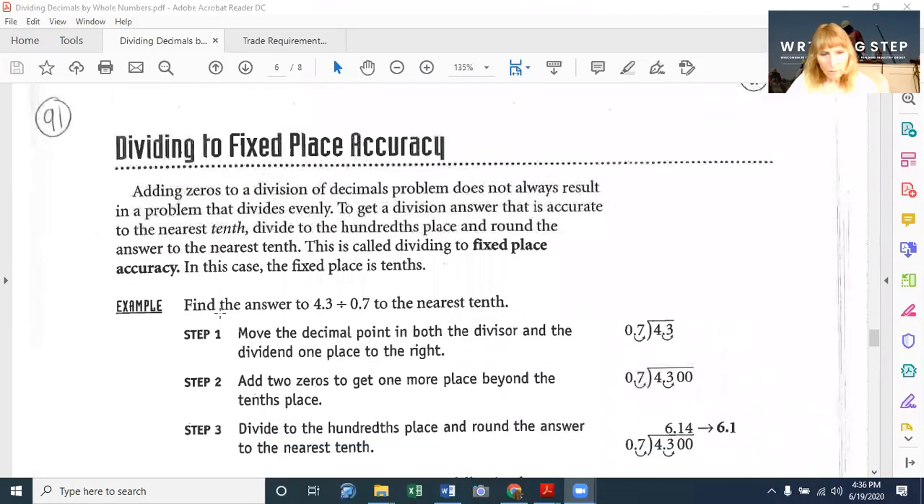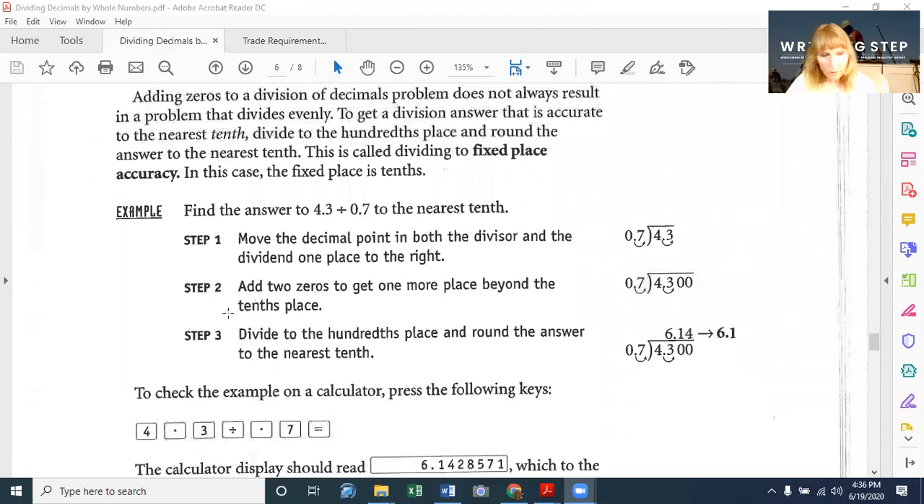Now, how to divide to a fixed place accuracy. So here's an example. Find the answer to 4.3 divided by 0.7. So they are moving the decimal 1 place to the right. You move the decimal 1 place to the right on the inside number. So now it's 7 into 43. And then they added 2 zeros there, but we would end up having to do that anyways. So it would be 42, and then they're going to bring down some zeros.